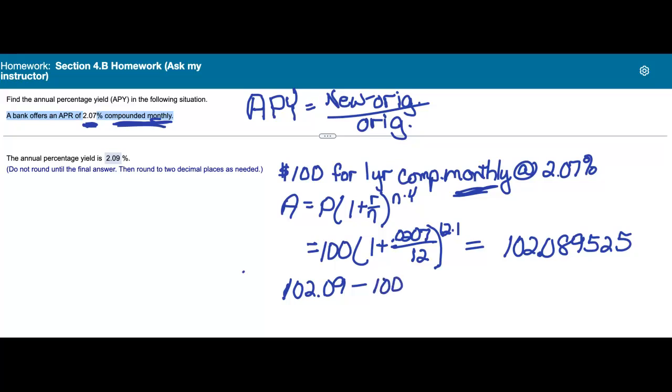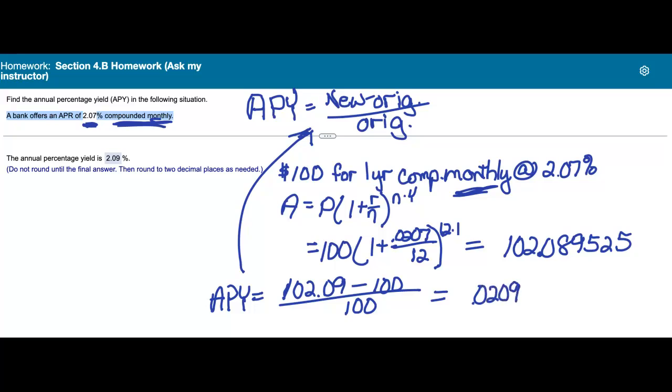So I'm going back up here to this formula now and saying, okay, the APY is equal to the new amount minus the original, divided by the original. And when we punch that into our calculator, we end up with 0.0209, and writing that as a percent to 2 decimal places is 2.09%. I hope this has helped.